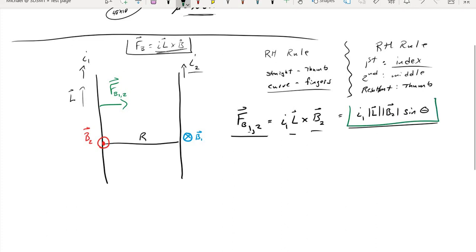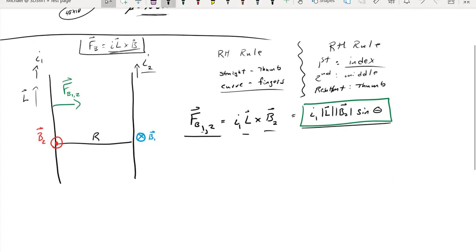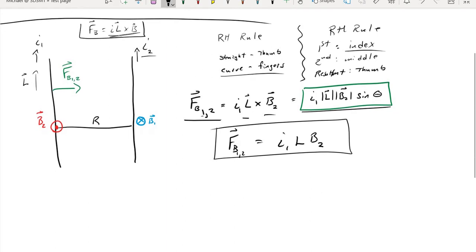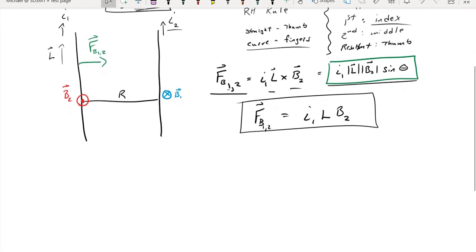We also have the magnitude of that force vector. We'll go ahead and clean this up. We have current 1. The length of wire 1 is just L. The magnitude of field 2 is B2. And then if you look at the direction that L is pointing versus the direction that B2 is pointing, they are at 90 degrees with respect to each other. And sine of 90 is 1. So there we have it. There is the magnetic force acting on wire 1 as a result of being within close proximity to wire 2.